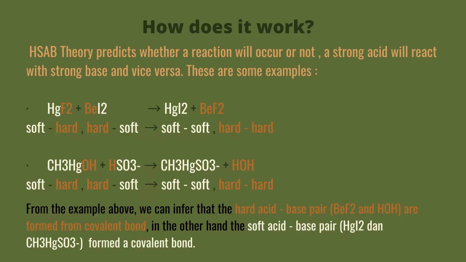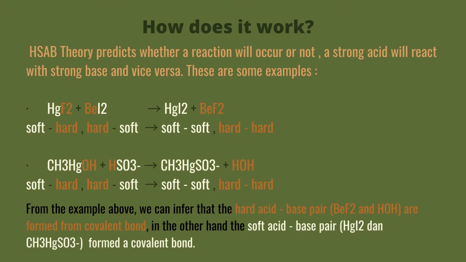As we can see over here, the mercury is a soft acid and the fluoride is a hard base. The beryllium is a hard acid and the iodide is a soft base. The result follows the principle of hard-soft acid-base. The mercury pairs with the iodide and the beryllium pairs with the fluoride.